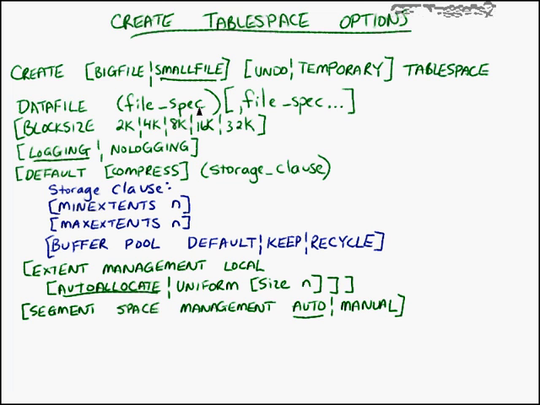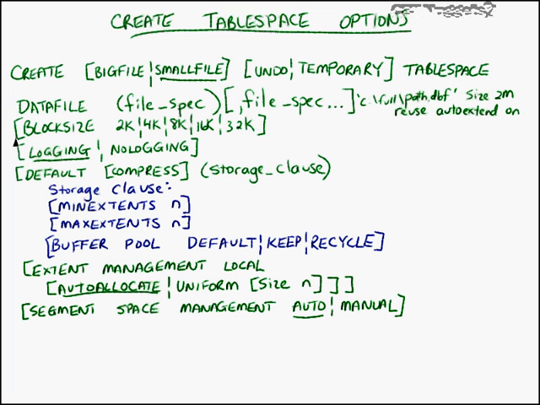So your file specification is going to be the full path of your data file, the size of that data file, and you can also say reuse in case it already exists on the OS level. And you can also say auto extend on, which means that that data file can grow and grow and grow. Okay, so here we have a quick little example here. The default behavior is to have the auto extensibility off.